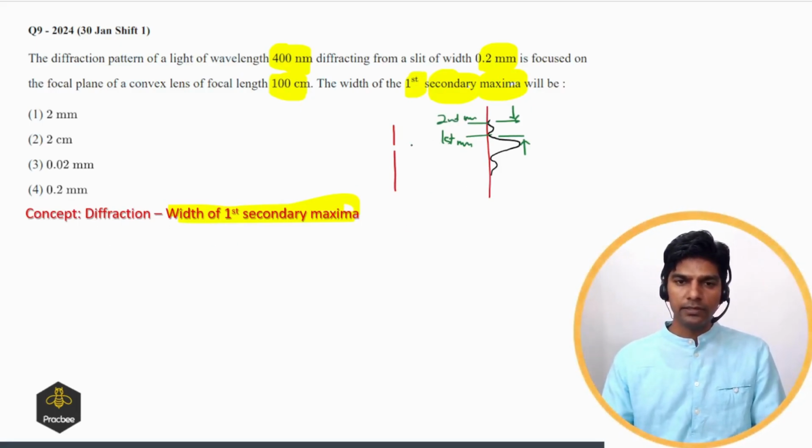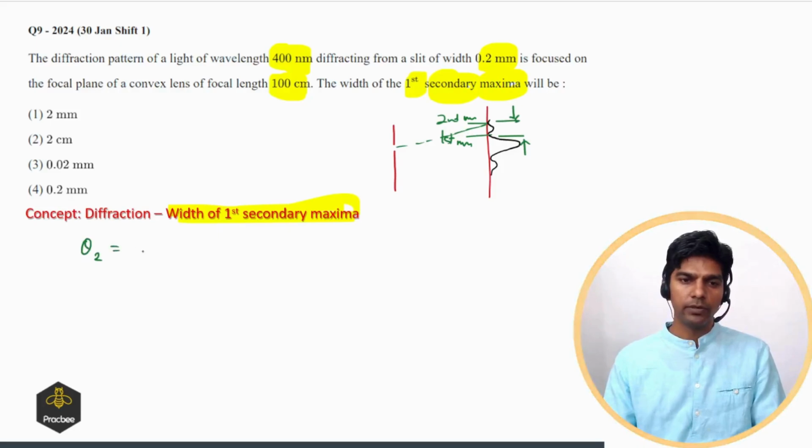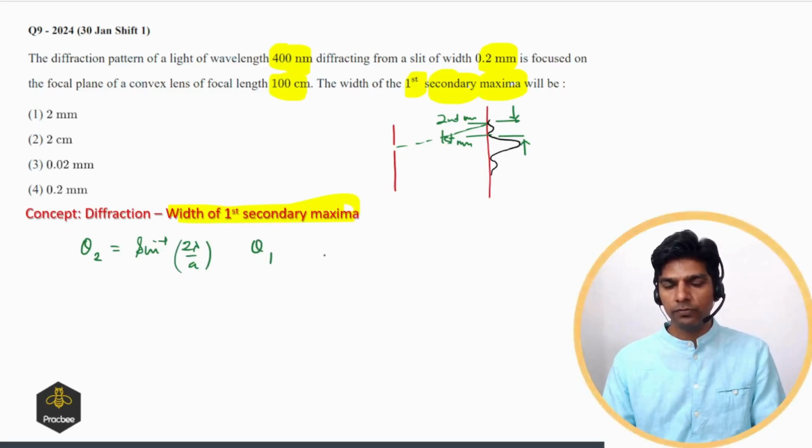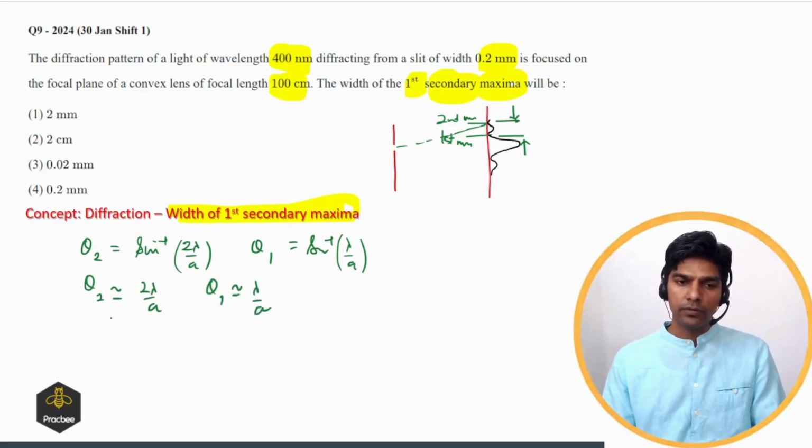Let us say the angular position of the second minima is theta 2. So theta 2 can be written as sine inverse 2 lambda by a, and the angular position of the first minima can be written as sine inverse lambda by a. If you compare lambda and a, lambda is very small in comparison to a, so this angle will be very small, so theta 2 is nearly equal to 2 lambda by a, and theta 1 is lambda by a. Now the angular spread of the first secondary maxima will be theta 2 minus theta 1, so it comes out to be lambda by a.